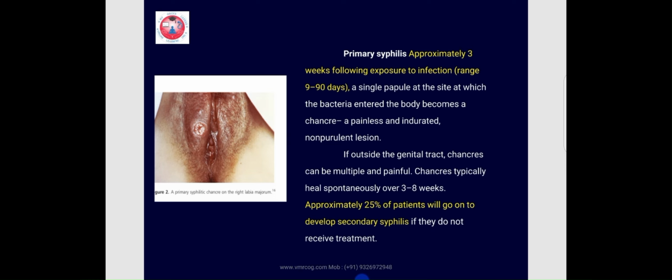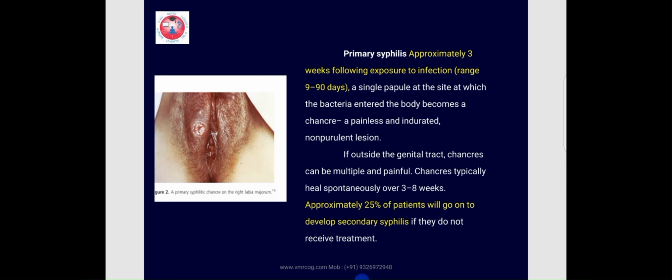Okay, so in this slide, on the left hand side, there is a figure which shows the primary syphilitic chancre. You can notice a single lesion present on the vulva. This particular lesion is called a chancre. Primary syphilis appears approximately 3 weeks following exposure to the infection, and the incubation period is around 9 to 90 days. There will be a single papule at the site at which the bacteria entered the body. It becomes a chancre. It is a painless, indurated and non-purulent lesion.